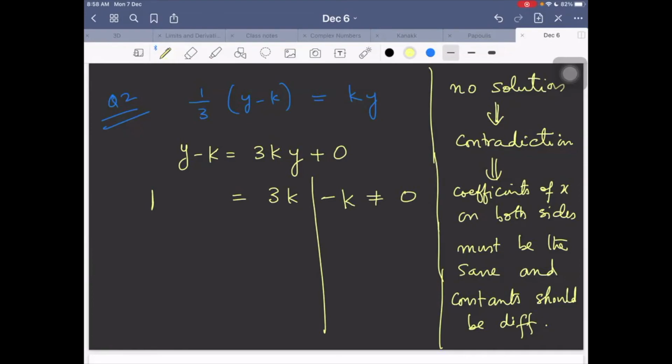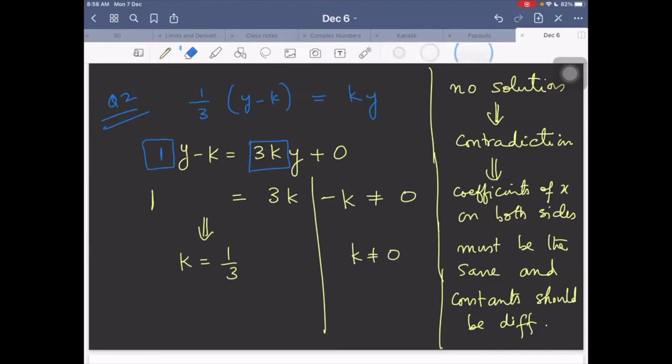There are two conditions. One is to equate the coefficient of y. The coefficient of y is 3k here, and the coefficient of y here is 1. So those two must be the same, and the constants should be different. So this is going to give me k is equal to 1 by 3, and this is going to give me k not equal to 0.